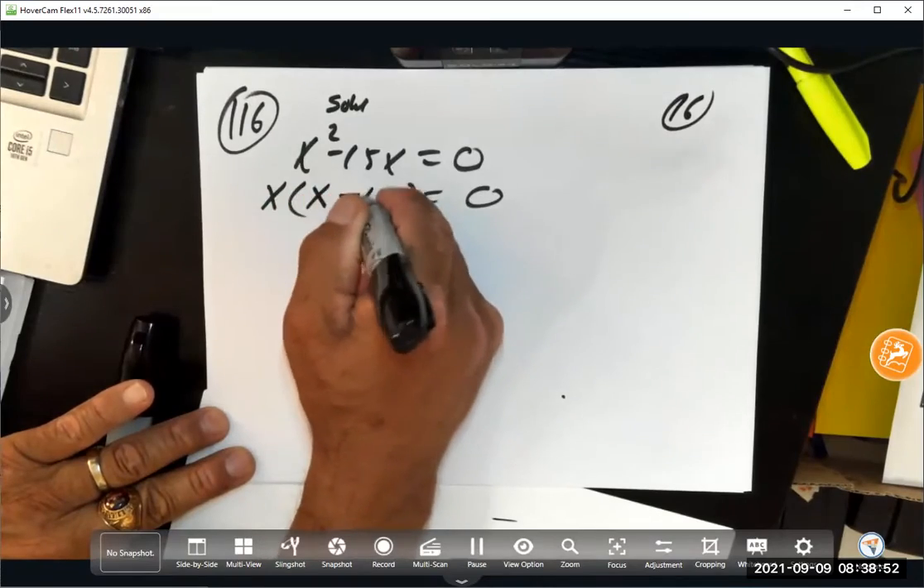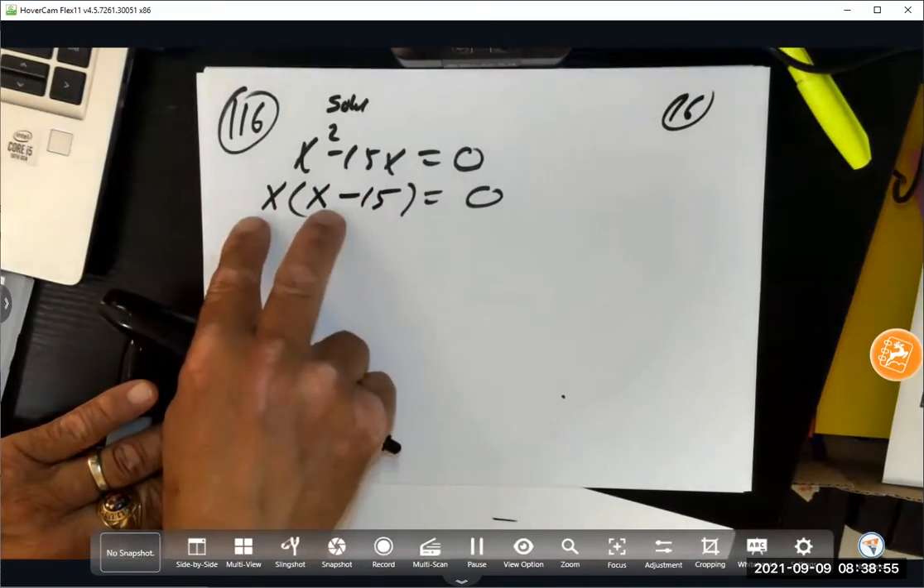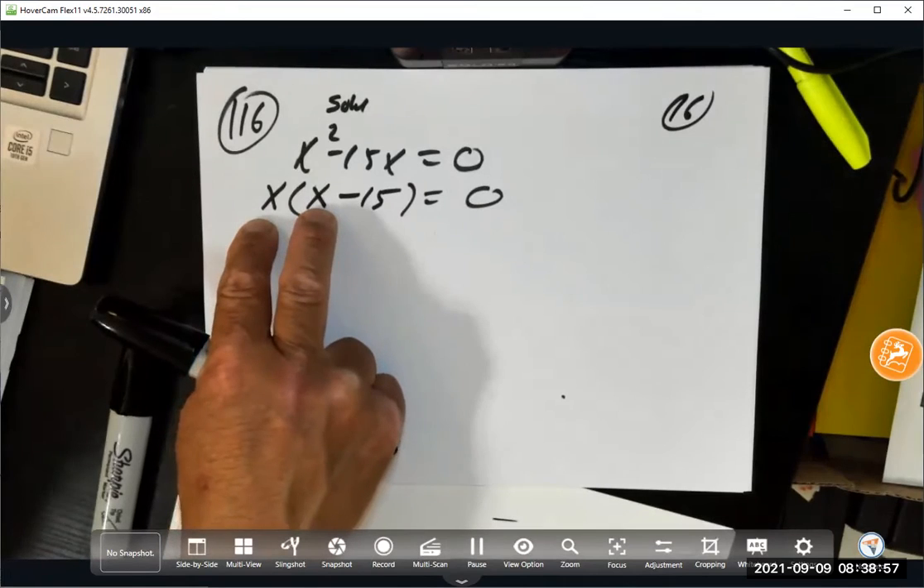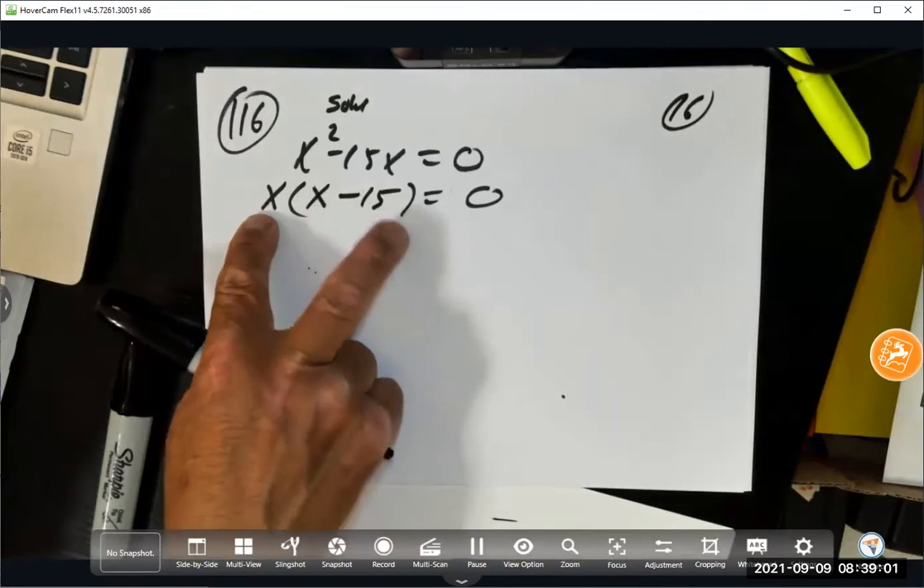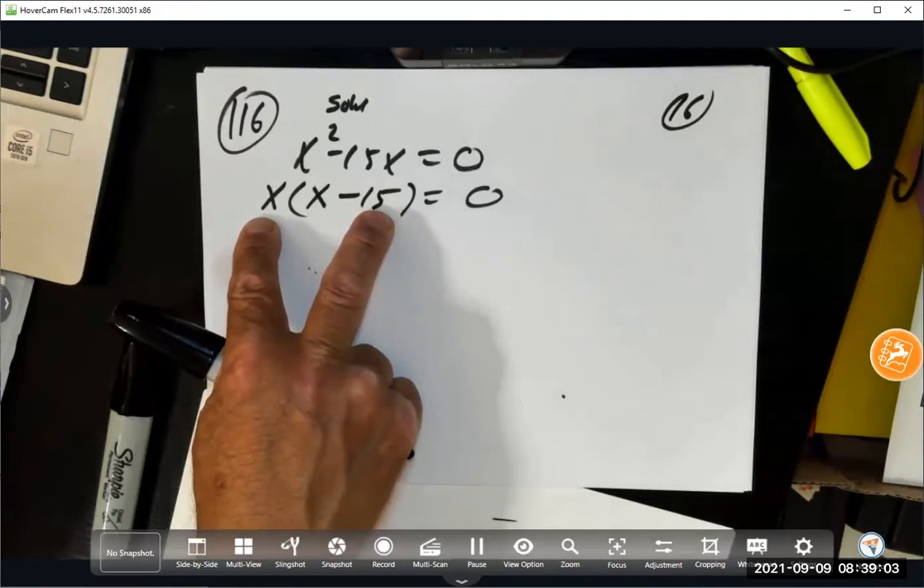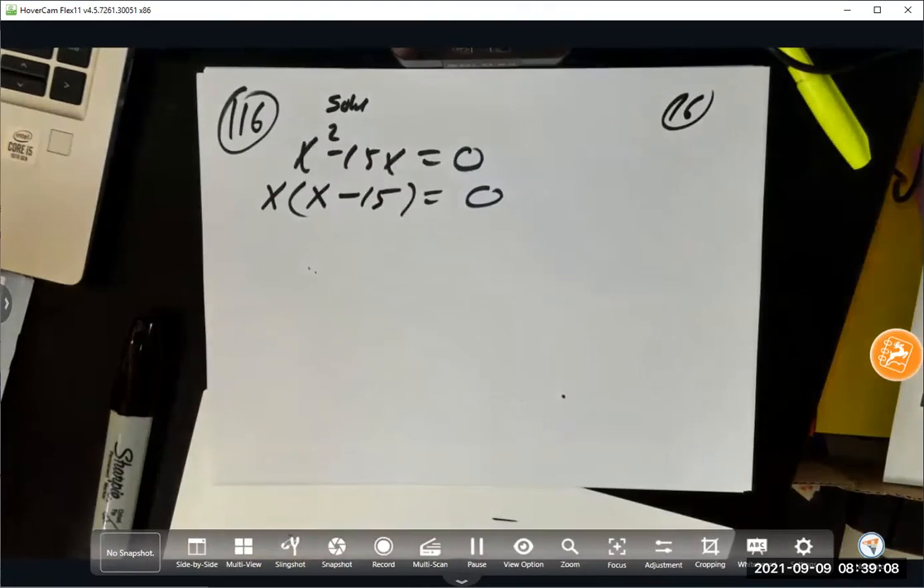All right, I'm gonna set up this and you tell me this is okay now. X times X, you think X times X is X squared? Yes. And you think X and negative 15, is that negative 15X right here? Yes. All right, so this times this is exactly the one upstairs.